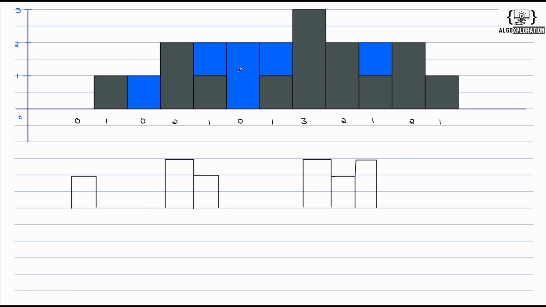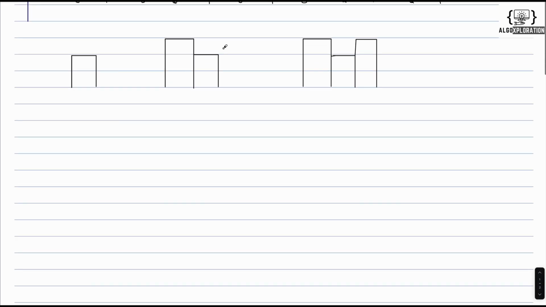Here also, if we talk about this building which has height 0, on the left hand side there is a building of height 1, and also a building of height 2. On the right hand side there is a building of height 3. So this building of height 0 can hold water of 2. We have to look for this type of pattern to hold the water.